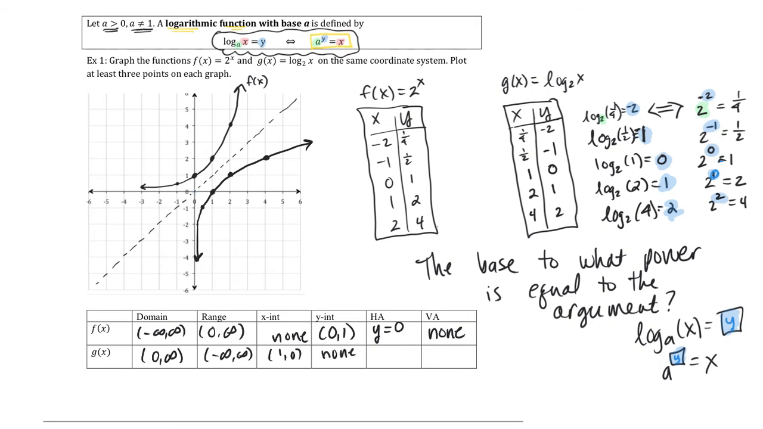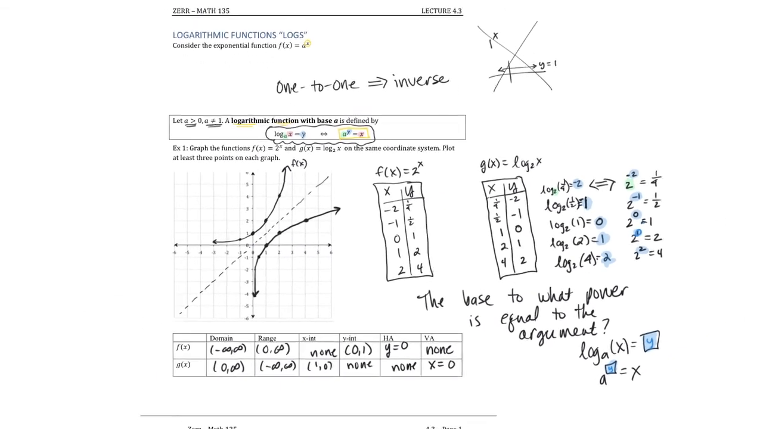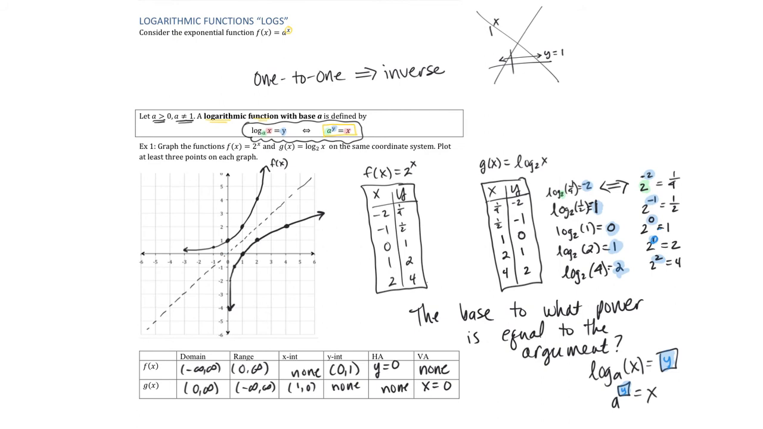We have no horizontal asymptote, but we have a vertical asymptote at x equals 0. All right, so that's the inverse. That's kind of how you undo exponents and get at the variable in the exponent position. Okay, so a logarithm is the inverse of an exponential.